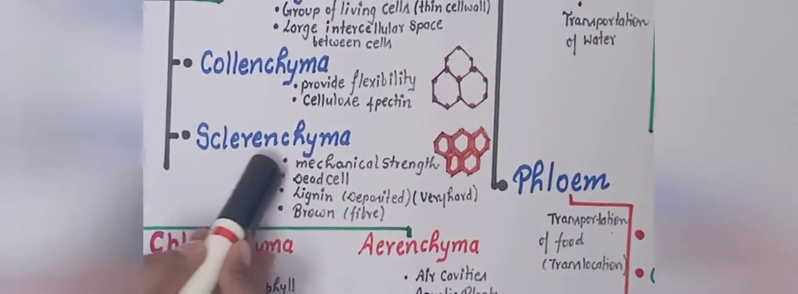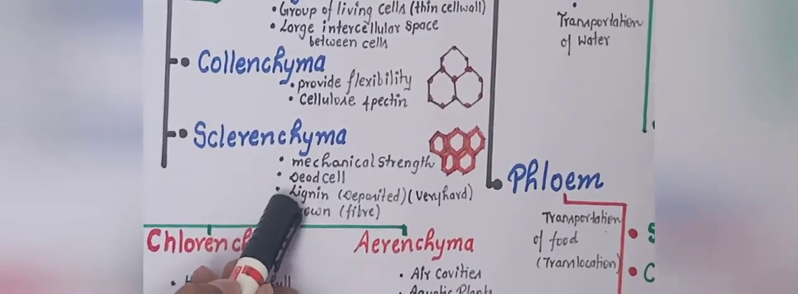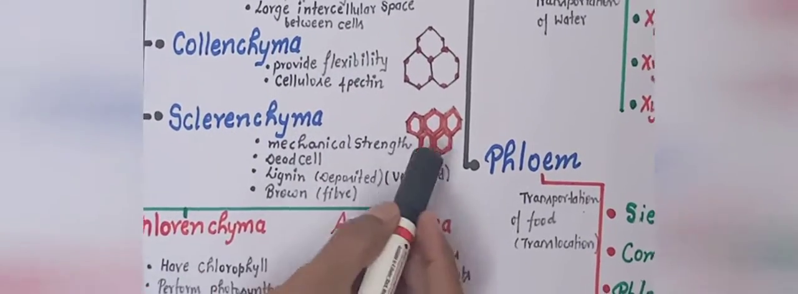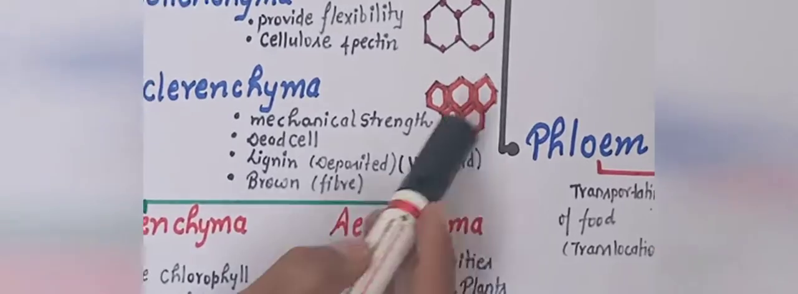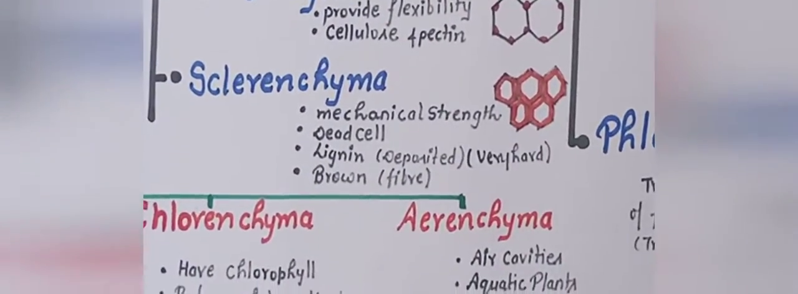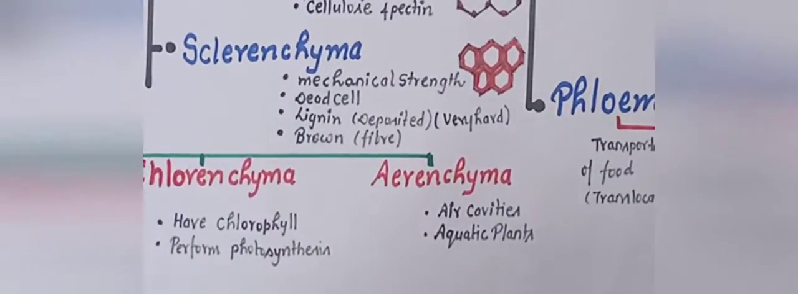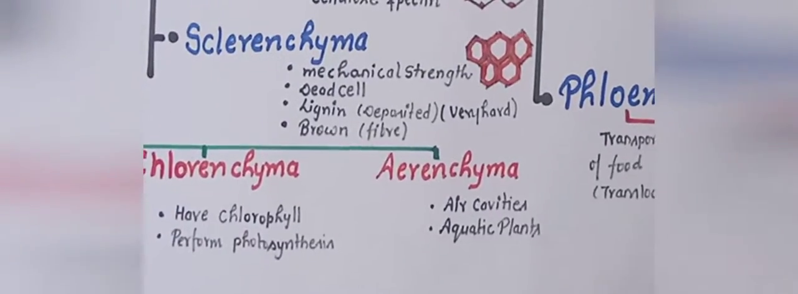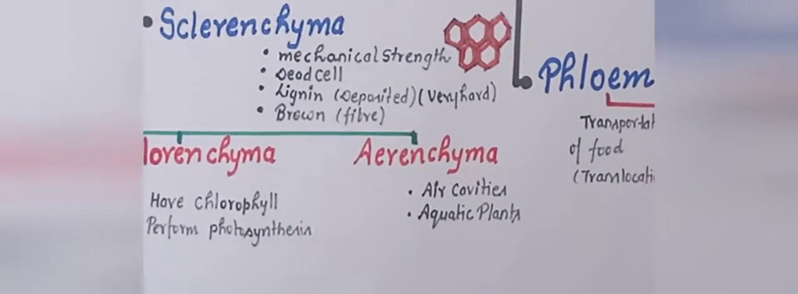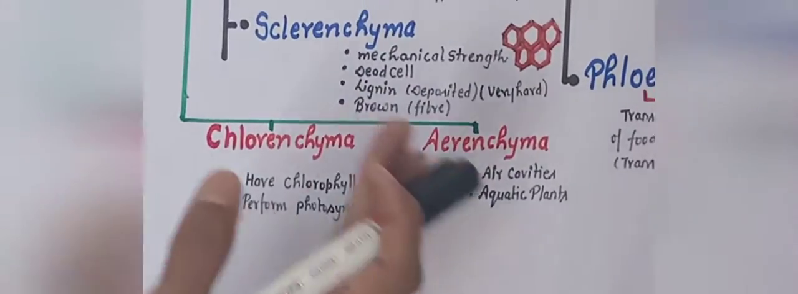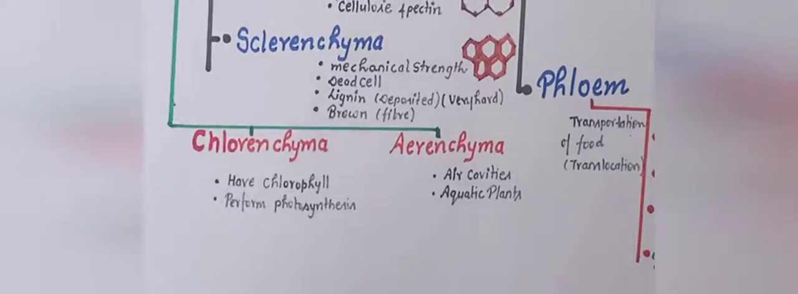Now number three is sclerenchyma. As the name suggests, it is made up of dead cells. You can see the deposition of material on the cell wall. It is a very thick deposition, right? And the material is lignin, which is very hard, like a cement of the cell wall. It provides mechanical strength to the plant. You can see the brown part of the plant, for example, the fiber of coconut. The fiber of coconut is made up of totally dead cells in the form of sclerenchyma.